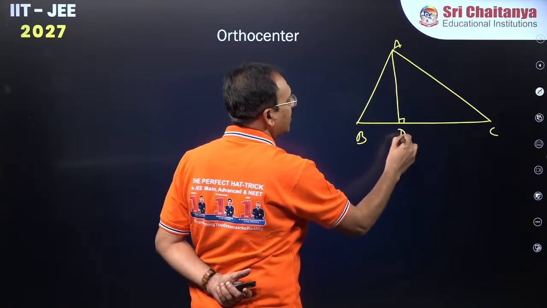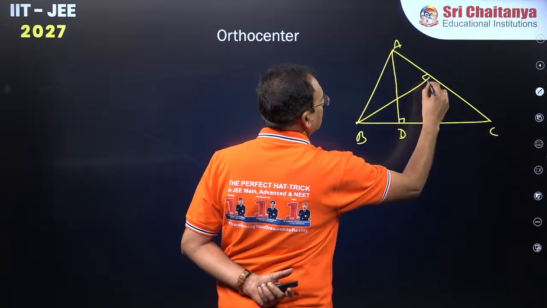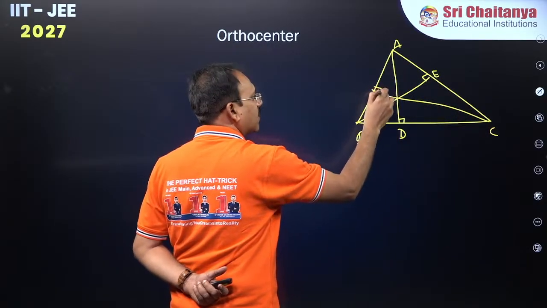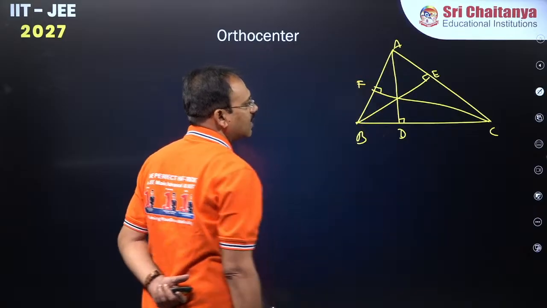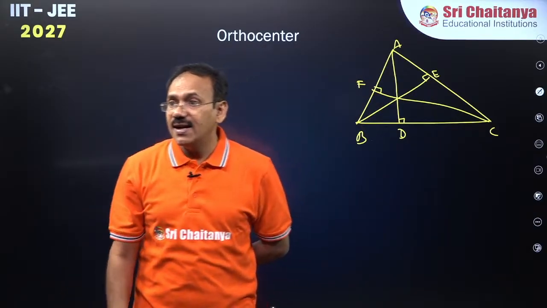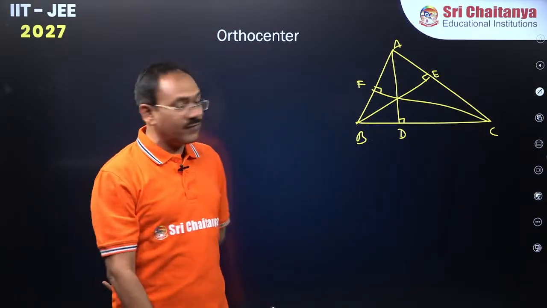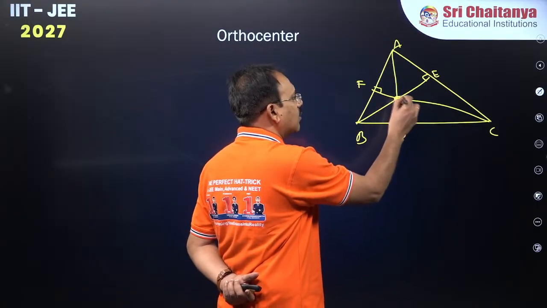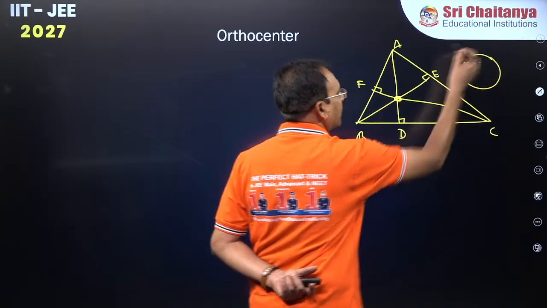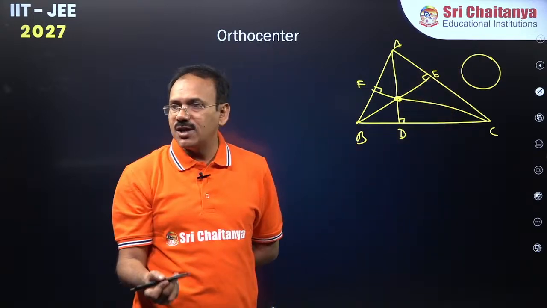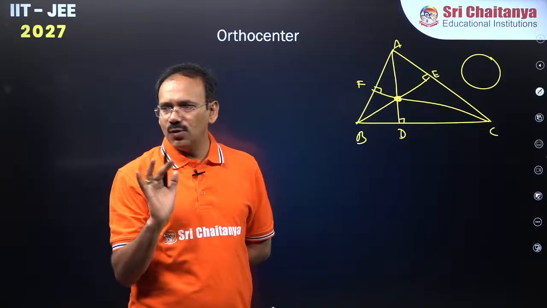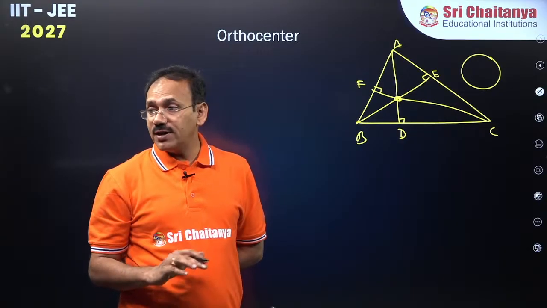this is AD, another altitude BE, the third altitude will also pass through the same point, CF. So in a triangle, all the three altitudes will be concurrent, and the point of concurrence is called orthocenter, denoted by O. In some books it is denoted by H also. Both are valid. Generally we go with O.